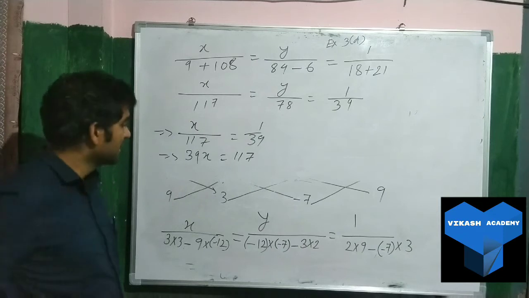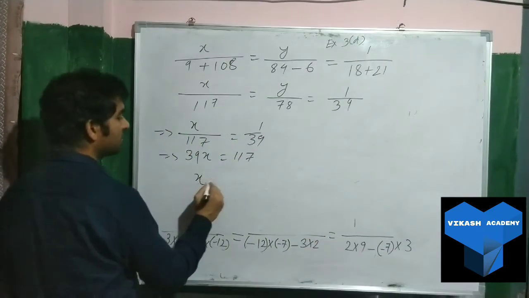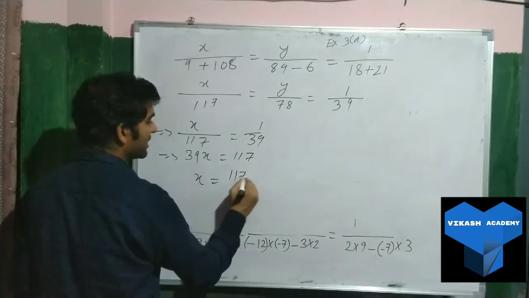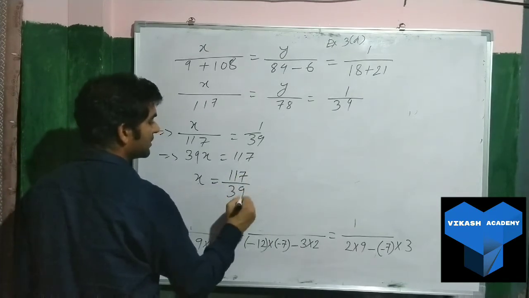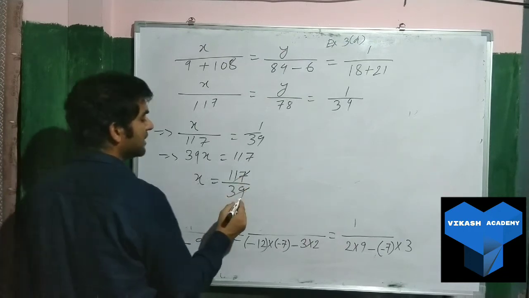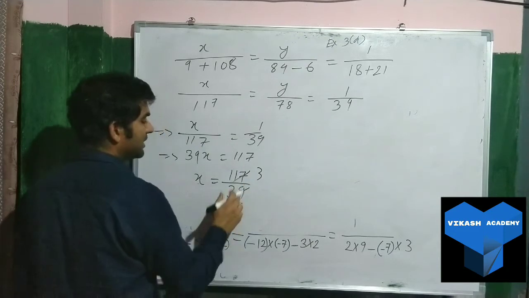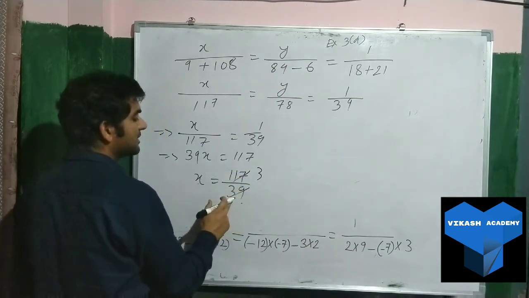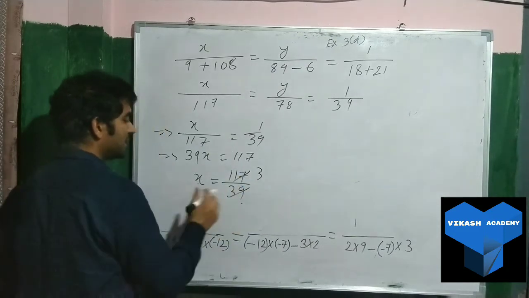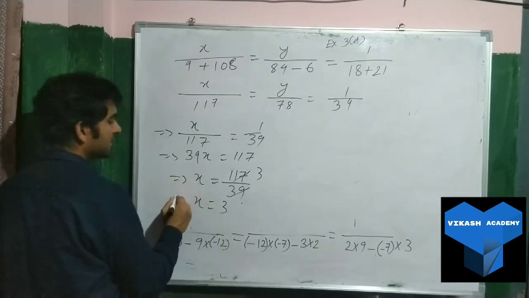Next it will be x is equal to 117 by 39. So it will be 3 times, right? 3 9s are 27. Yes, 3 3s are 9, 10, 11. So 3 times it will be cancelled. You will get x is equal to 3.